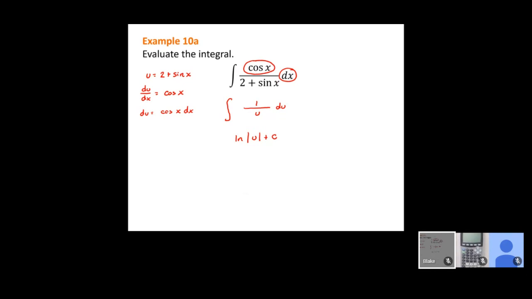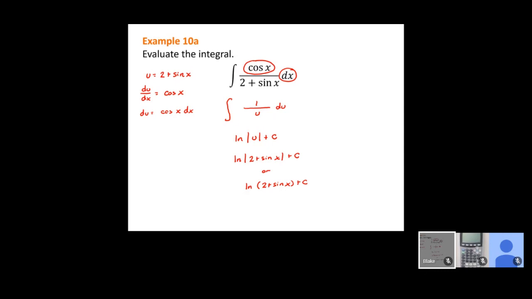Now we can just substitute the u value back in there. So we're going to get natural log, absolute value of 2 plus sine x, plus c. In this case, 2 plus the sine of x. We know sine of x is between -1 and 1. So if you're adding 2 to that, it's always going to be positive anyway. So you could drop the absolute value bars if you want to and write this instead.